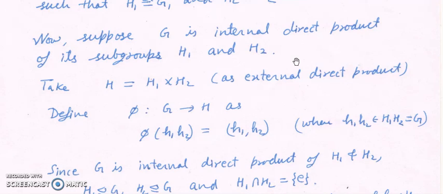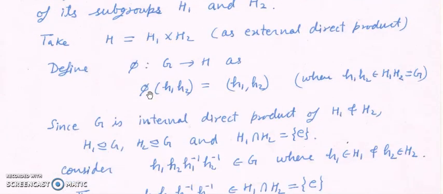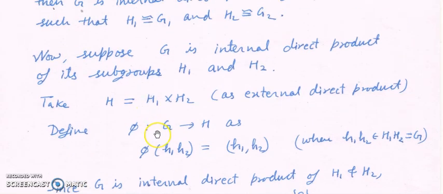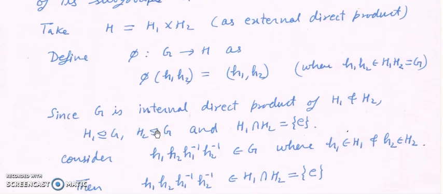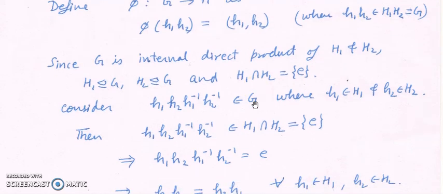How? Take H to be H1 cross H2, that is external direct product of H1 and H2, and phi from G to H. Define a map as phi of H1 H2 is equal to H1 comma H2. This is possible because G is H1 into H2, and each element of G will look like H1 into H2. So before proving that this map is actually an isomorphism, we need one little observation.